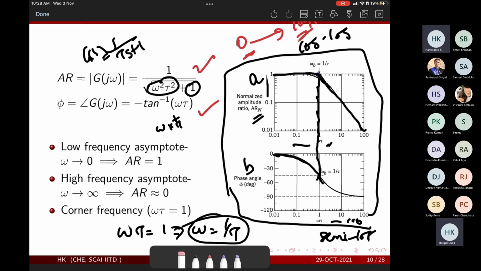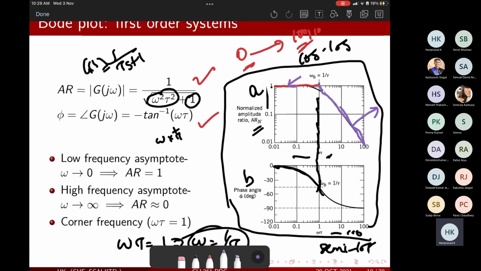Okay. So if you look at the Bode plot of the amplitude ratio, you would see that there are two basic asymptotes, lying very close to two basic graphs. They are connected together. So this is the low frequency asymptote, when omega values are close to 0, and this is the high frequency asymptote, when omega values are very high.